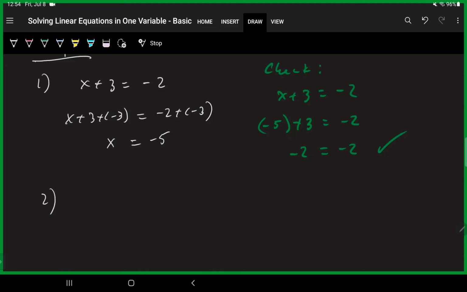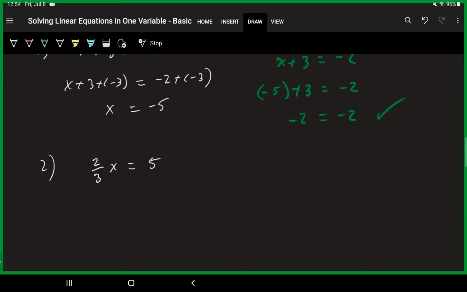So let's try something a little bit different. Let's try 2/3 times x is 5. Now we're multiplying x by 2/3, and there's nothing else happening to it, so I only have to deal with one thing.